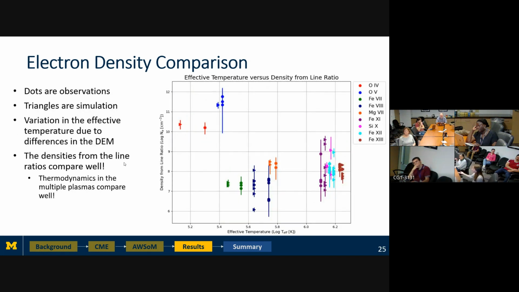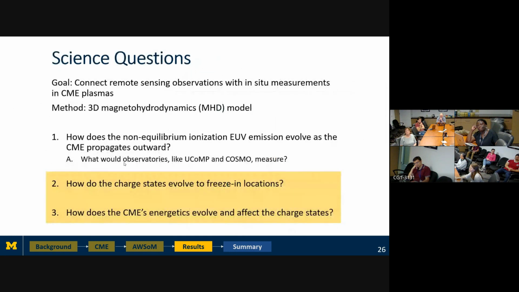So again, looking at the simulations, they're the triangles. We see that variation in the effective temperature due to differences in the DEM, but the individual line ratios compare well. So in all of these different plasmas, the thermodynamics are being captured correctly. So that's really nice to see. So that kind of answers and addresses my first set of science questions. Obviously, there's a lot more that can be done, but I'm open to suggestions.